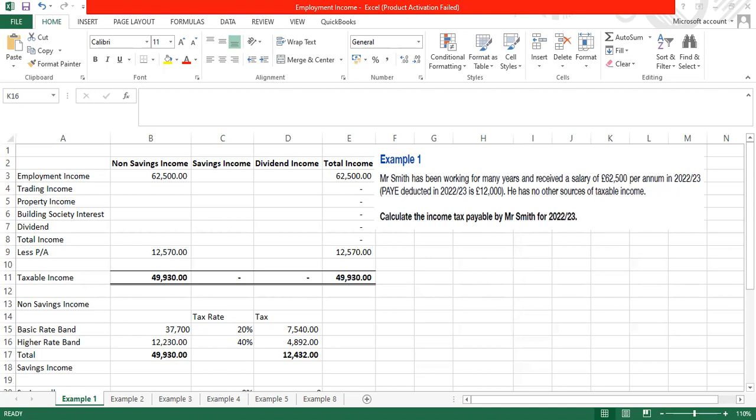So let's start. Example number one is Mr. Smith, who has been working for many years and received a salary of 62,500 per annum for 2022-23, and there is a PAYE deduction. PAYE is Pay As You Earn. From his payslips, 12,000 pounds was deducted from his salary. He has no other source of taxable income.